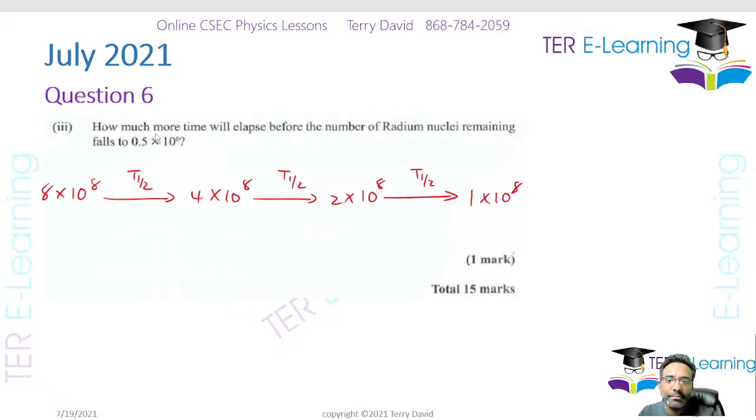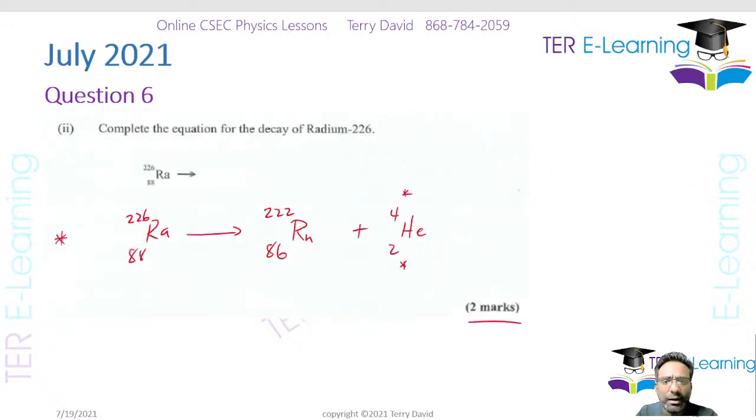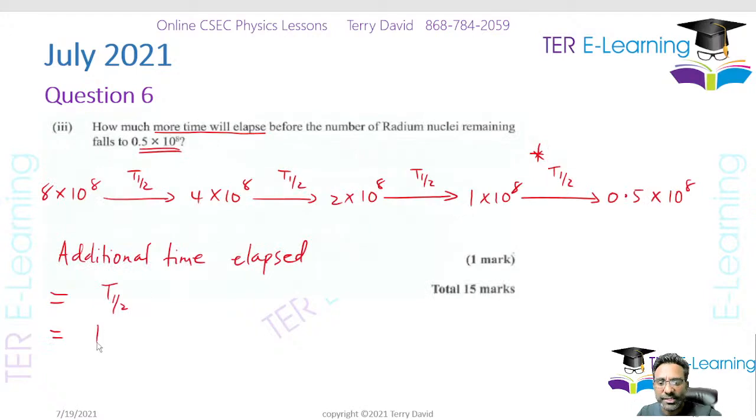But now they said how much more time is going to elapse when you get to this 0.5 by 10 to the 8. All you need to do is go through one more half-life to end up with 0.5 by 10 to the 8. So they said how much more time, so the additional time elapsed is simply this. It's just 1 half-life, exactly equal to 1 half-life. What was the original half-life? 1600 years. So the answer is just 1600 years.